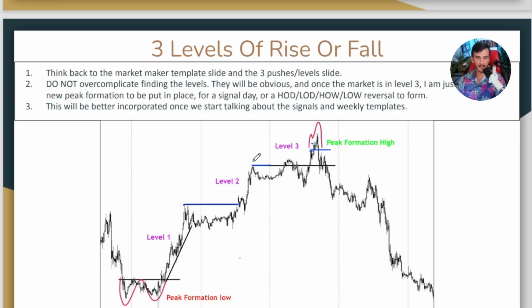Peak formation high above previous day's high, closing as a first red day, and then of course the trade the next day. Don't overcomplicate it. If it's not obvious, obviously don't try and sit there and force it. This is very obvious, and it should be when you have these nice stair-stepping 3 levels of rise. And a bonus, of course, if you do have the peak formation high and a first red day, that really gives you a clear signal of what to look for on the following day.